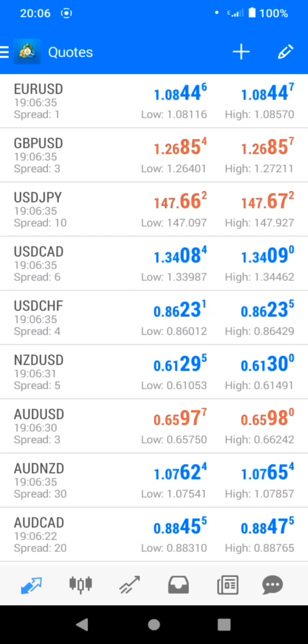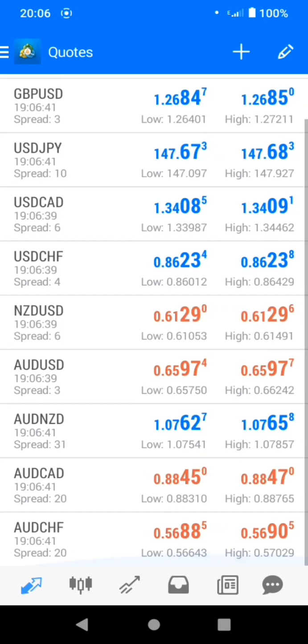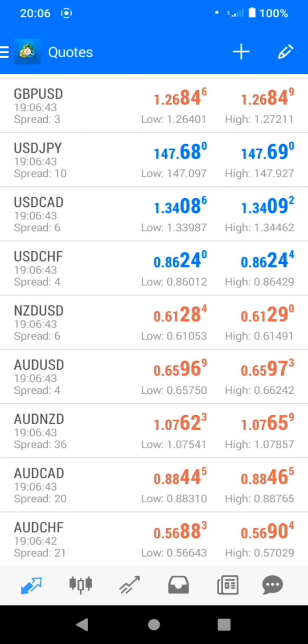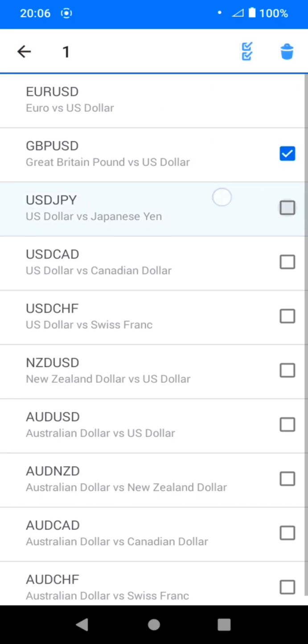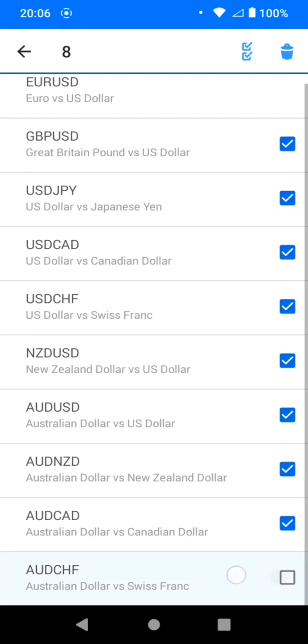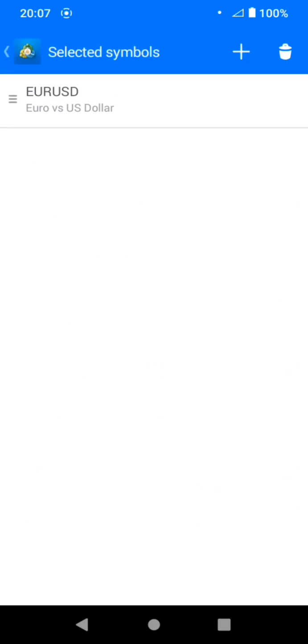The first thing you need to do is customize this particular page. You can see you have a lot of these currency pairs. To arrange this, go to the top where you see this pencil, tap this, and tap delete. Just delete everything. Bam, you are good to go.